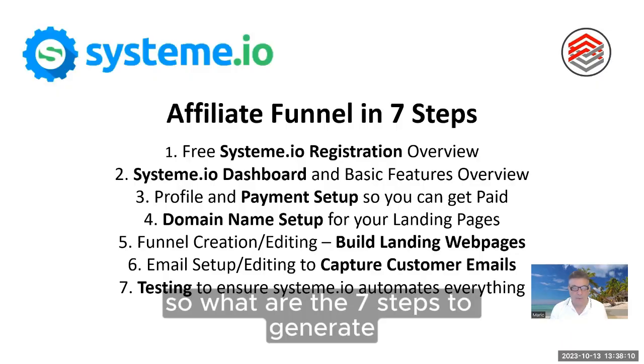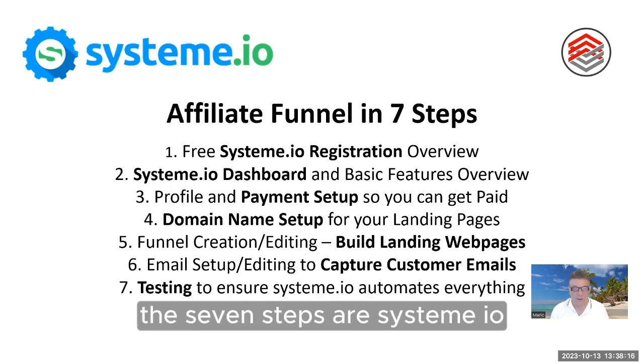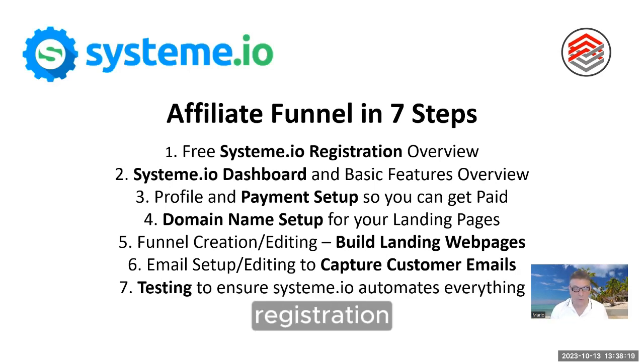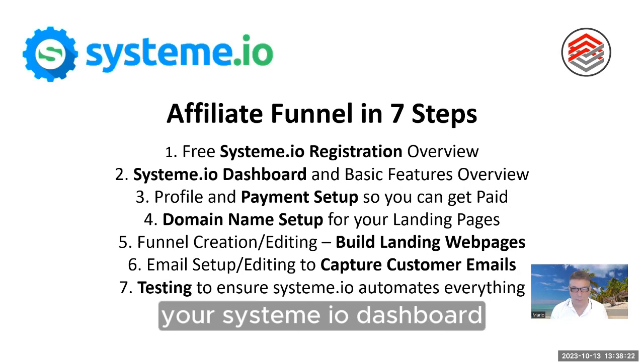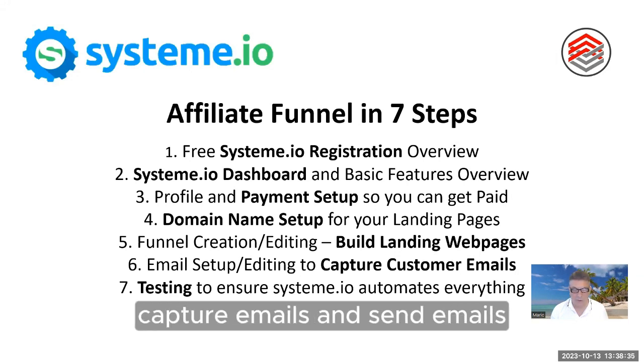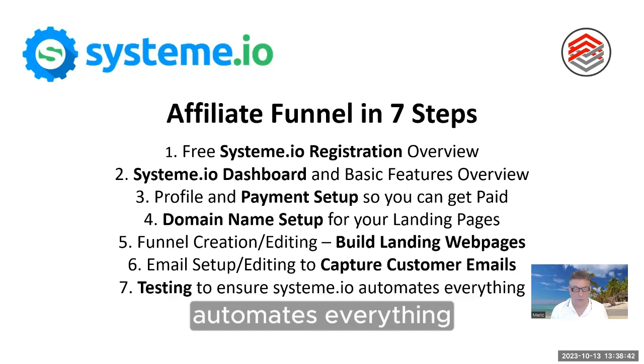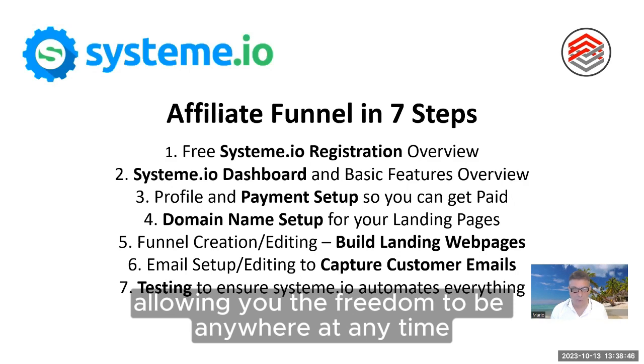So what are the 7 steps to generate your first affiliate funnel? The 7 steps are Systeme.io registration, your Systeme.io dashboard, your payment setup, your domain name setup, building the web pages, which is your funnel creation, the ability to manage emails, capture emails, and send emails, and then testing to ensure Systeme.io automates everything, allowing you the freedom to be anywhere at any time.